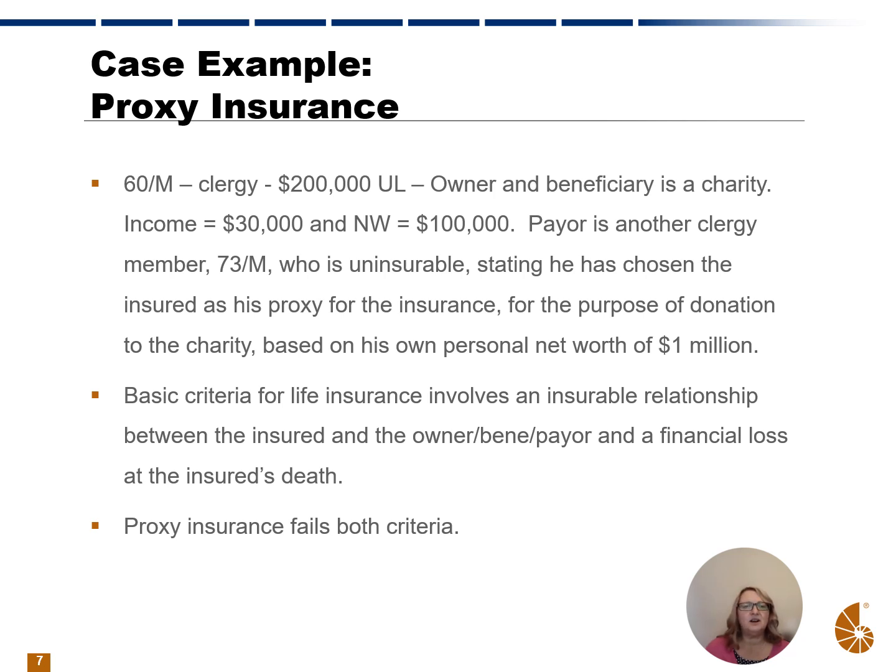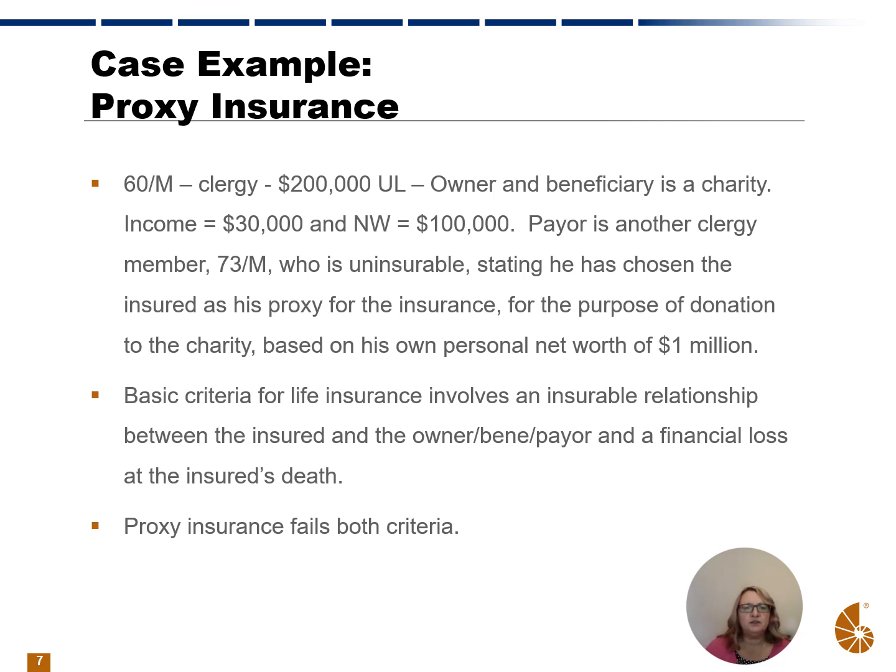So the details are, it's a 60-year-old male. He's clergy. He's coming in for $200,000 of universal life. The owner and beneficiary is a charity. So at this point, it's not looking terrible. His income is $30,000. Net worth is $100,000. However, the payer of this is another clergy member who's 73. He's uninsurable. He states that he has chosen this insured as his proxy for the insurance for the purpose of donation to the charity, based on his own personal net worth of $1 million.